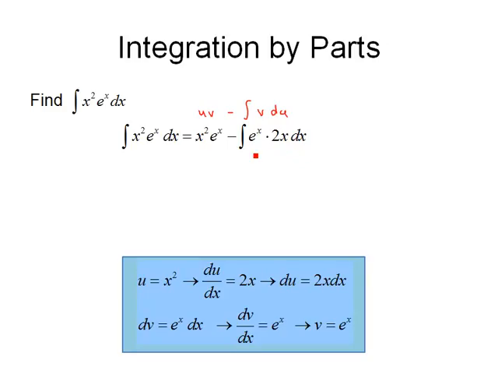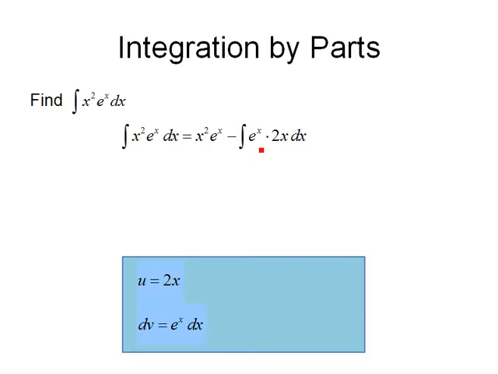Now looking at this new antiderivative, the original had x squared times e to the x. This one has 2x times e to the x. It's a little bit easier because the power dropped down, and that's because when we took the derivative of x squared, we got 2x. But this is still a fairly difficult antiderivative for us to do, but what we can do with this is we can do integration by parts a second time.